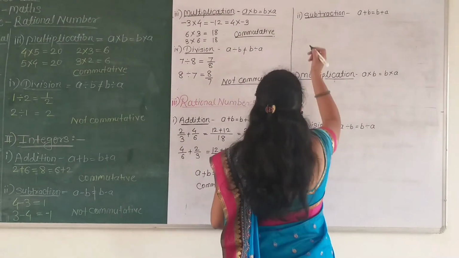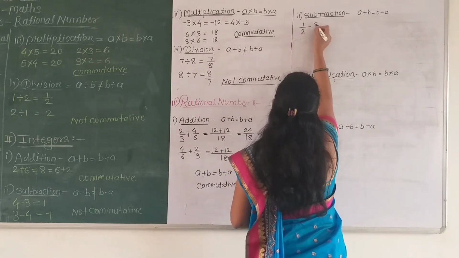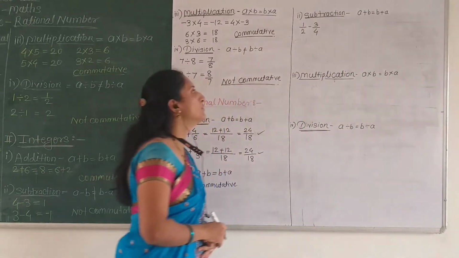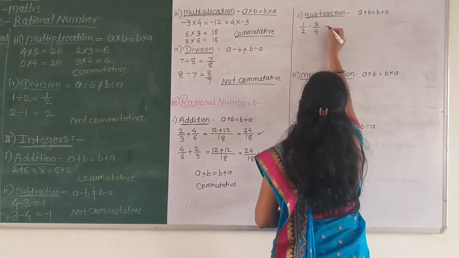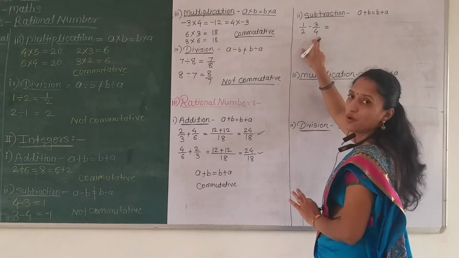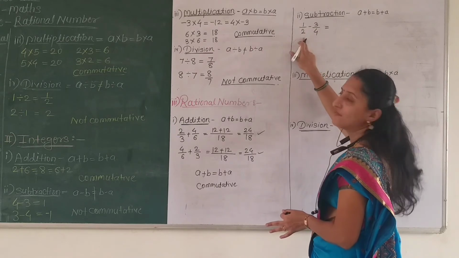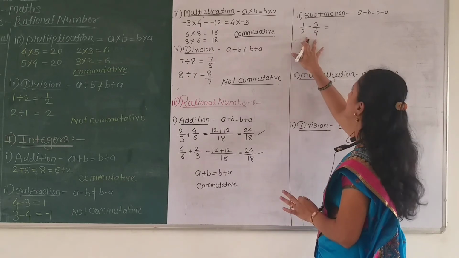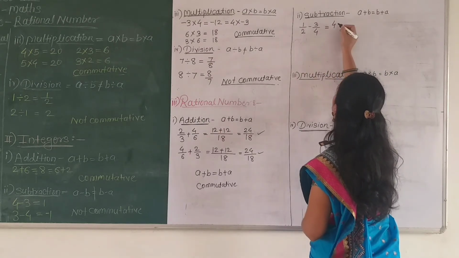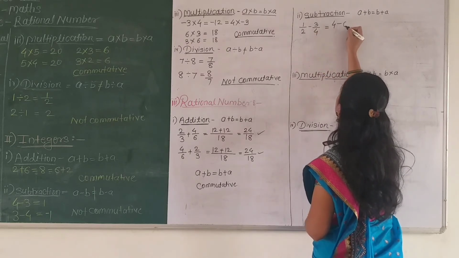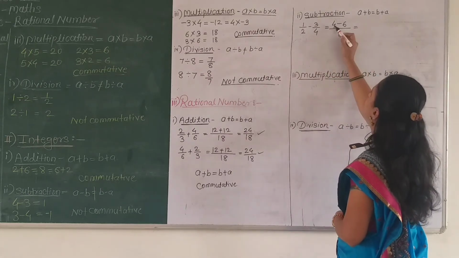Here I take 1 upon 2 minus 3 upon 4. Here I take two rational numbers 1 by 2 and 3 by 4. Now subtraction. For subtraction here also denominators are different. So here also we take cross multiplication for subtraction of these two fractions. By cross multiplication, 1 into 4 is 4 minus 3 into 2 is 6, divided by 2 into 4 is 8. Now here signs are different.